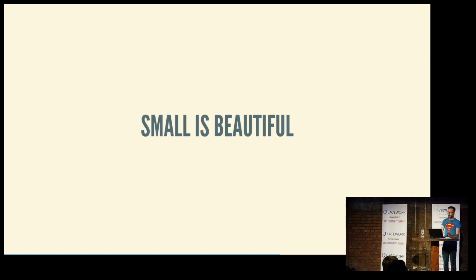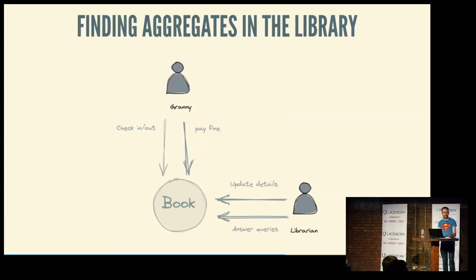The biggest problem people have when designing aggregates is they make them too large, right? Because people think they need more consistency than they actually do. So in our library model, customers need to be able to check books in and out. They should be able to reserve books over the internet. And they should receive fines if they return a book late.